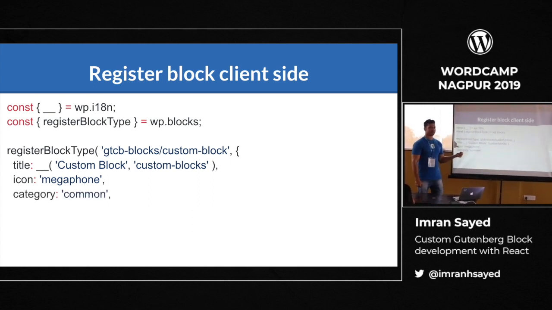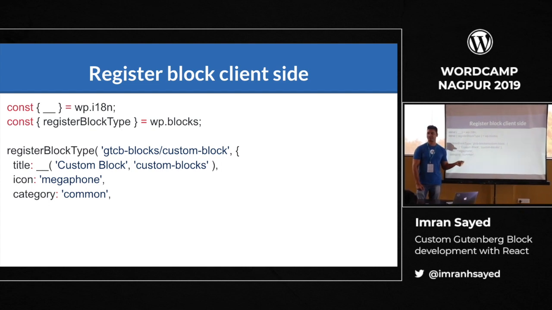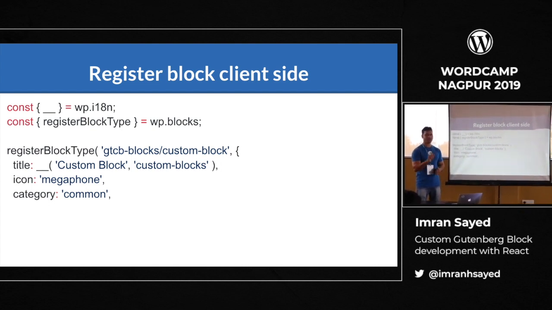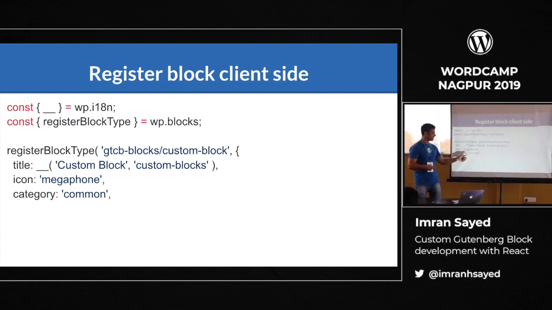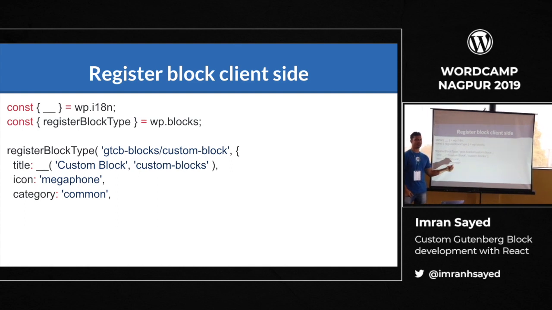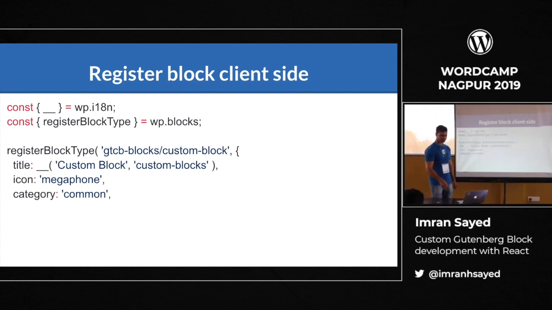Then category. Why do you think we need to define category? So when you go to the editor, you click on the plus sign to select your block. You can see there are different categories, like common blocks, and then there are other types of categories. So depending on what name you mention, your block will show under that category.